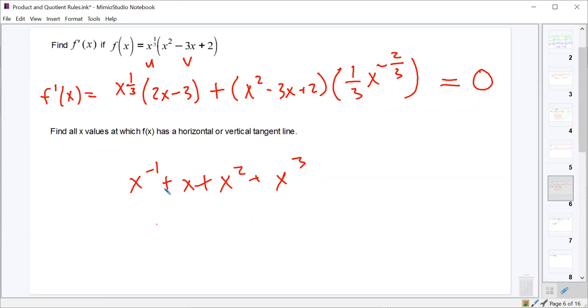X to the negative first. So you would factor out the x to the negative 2/3. Is that what you're saying? Right. Yep, we want to factor out always the smallest thing we've got. And so the smallest thing we've got is x to the negative 2/3. So we're going to take out that.